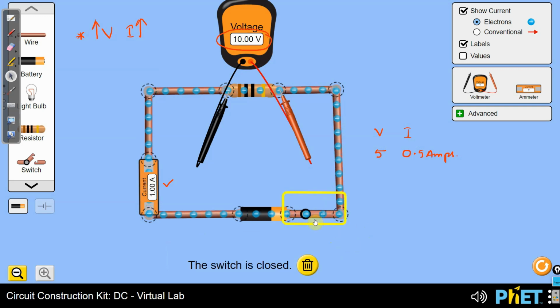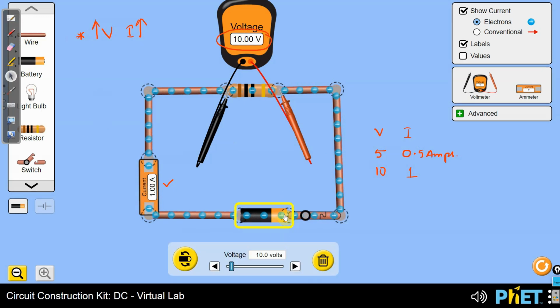Okay, let me make the circuit again. You can see that if you turn it on, you will find that the current is still passing, and the amount of current passing now has changed, right? So let me note down that reading. For 10 volts, the current passing is 1 ampere. Okay, very good. Now let me increase it further to have a clear understanding.